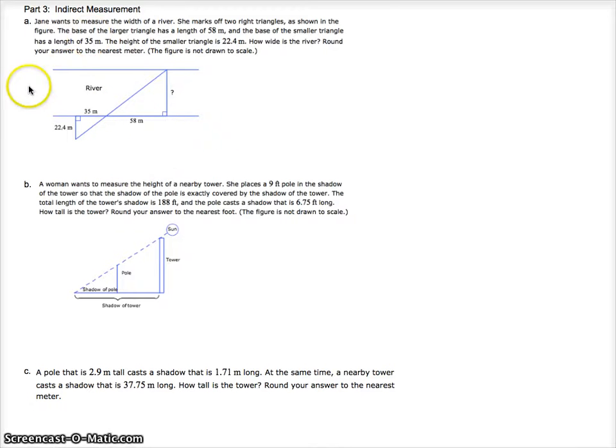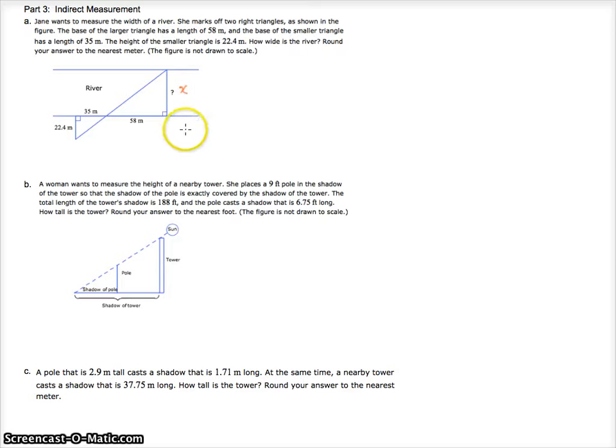Thankfully, this word problem gives us a figure to work out, so it's easy to determine what our proportion will be. Jane wants to measure the width of a river. She marks off two right triangles shown below. The larger triangle has a length of 58, and the base of the smaller triangle is 35. The height of the smaller triangle is 24. How wide is the river?